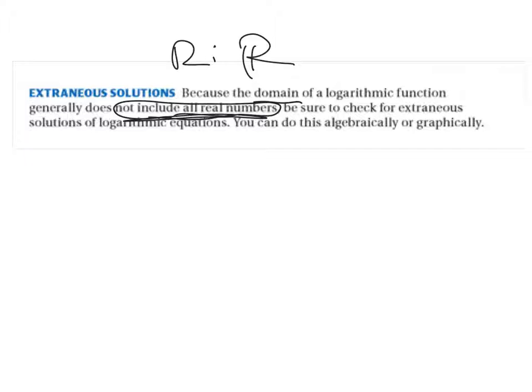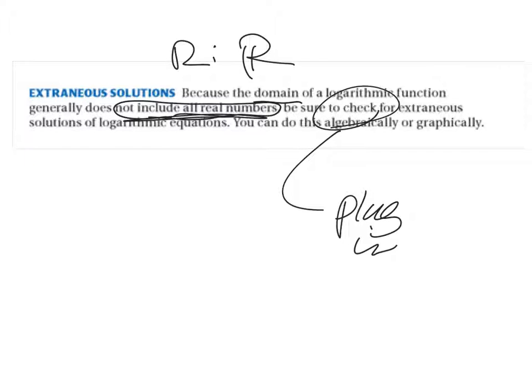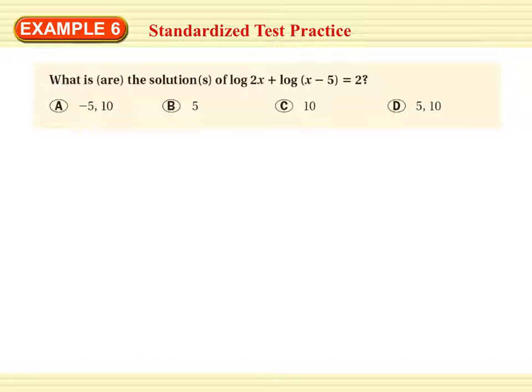You can do this algebraically or graphically, okay? We just want to check things. Check means plug it back in. So, what are the solutions of log 2x plus log (x minus 5) equals 2?